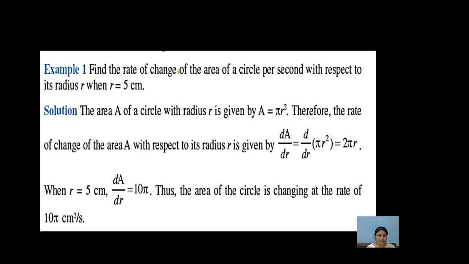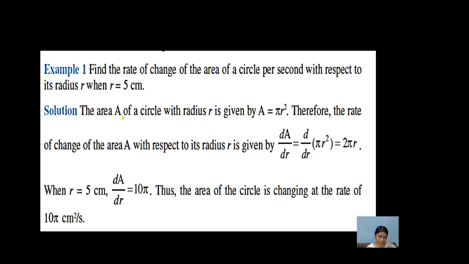if the circle increases or decreases, why does it increase or decrease? Because of the change in the radius. Either the radius is increasing or decreasing. So with respect to that, the size of the circle also changes. So we have to find out the rate of the change in the area of the circle.